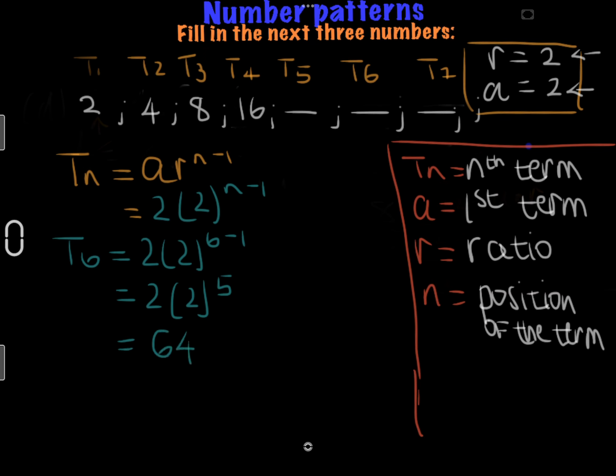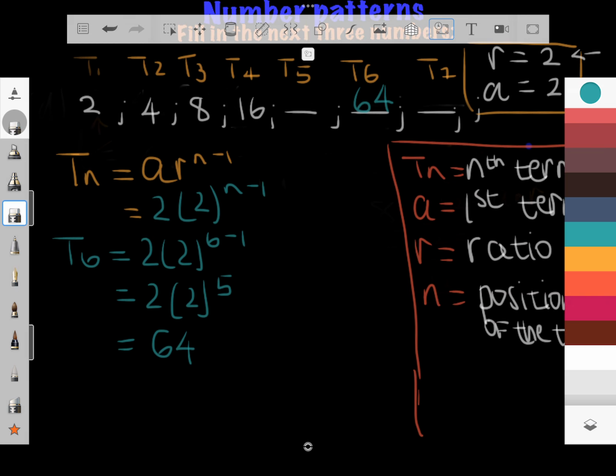Now this term 6. In fact, we should be finding term 5. Okay, we found term 6 for now. Save. Let's write term 6. So term 6 in this case is 64. To find term 5, all we need to do is simply substitute.